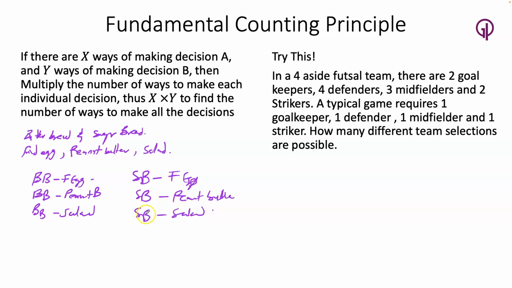Now, instead of listing all the possible sandwiches, you can simply multiply the number of bread choices, which is 2, by the number of filling choices, which is 3, as directed by the fundamental counting principle. So 2 times 3 is 6 possible sandwiches. Now, try your hands on this question.